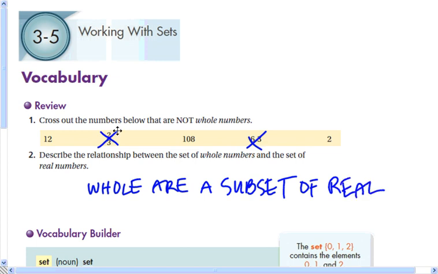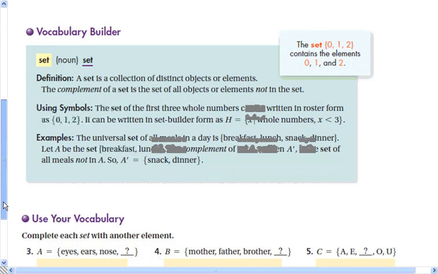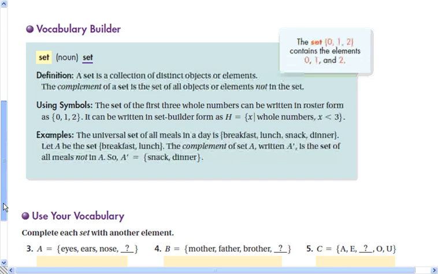All right. And there's some important definitions in the vocab builder. A complement of a set is a set of all objects or elements not in the set. And then we have some new symbols we're going to use, and you'll see how those work soon.